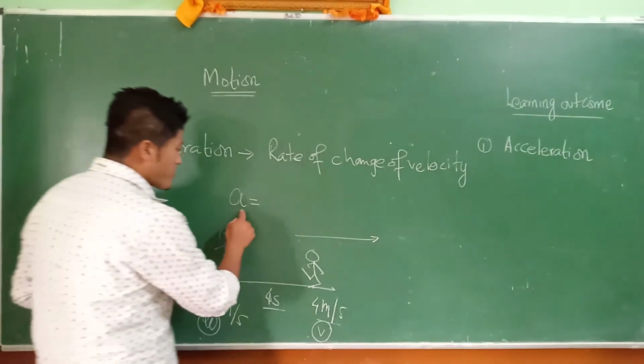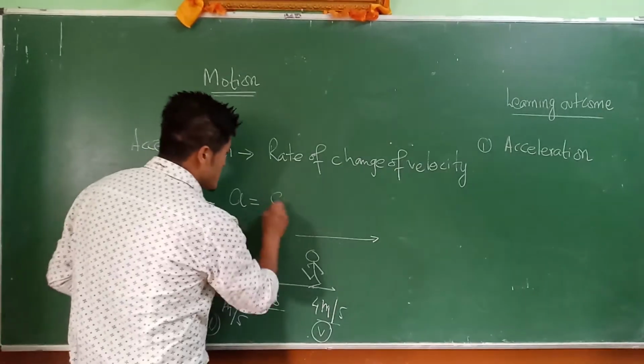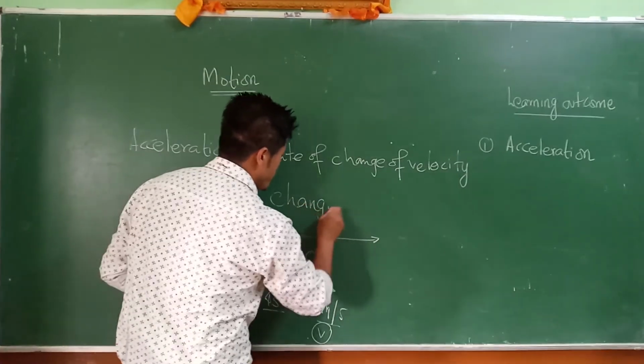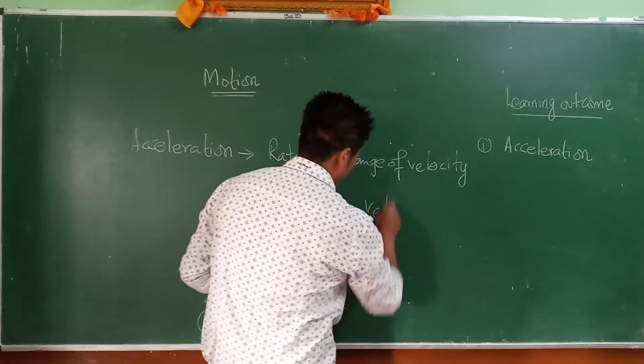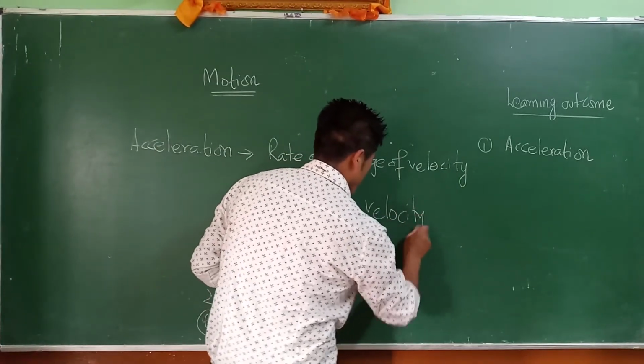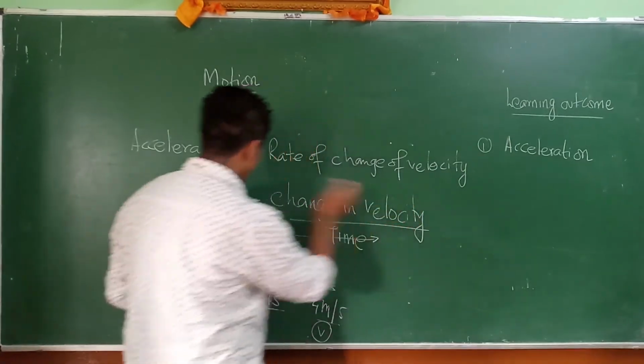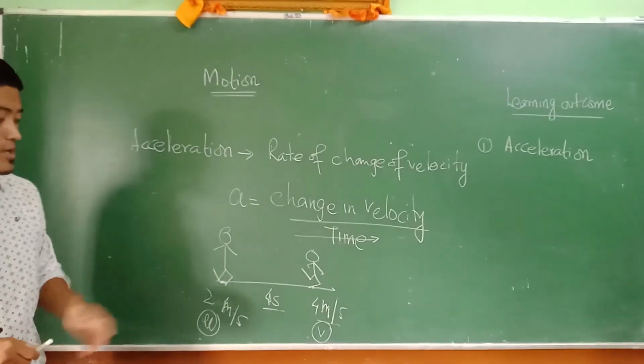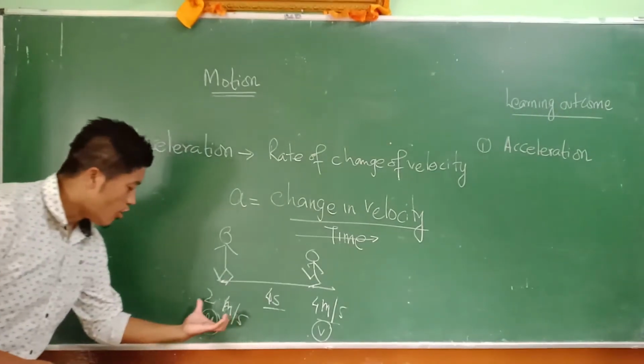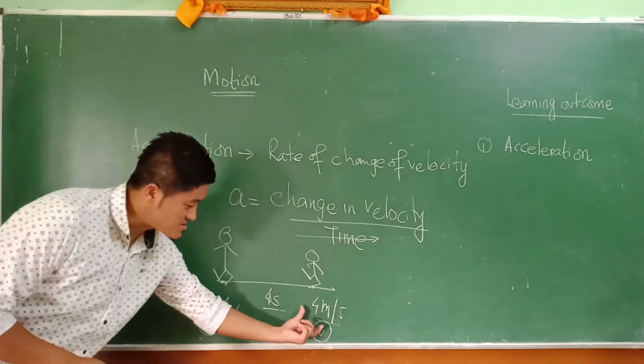So this is how we define rate of change of velocity: the change in velocity with respect to time is what we call acceleration. So now over here the u is 2. Over here this is 4.